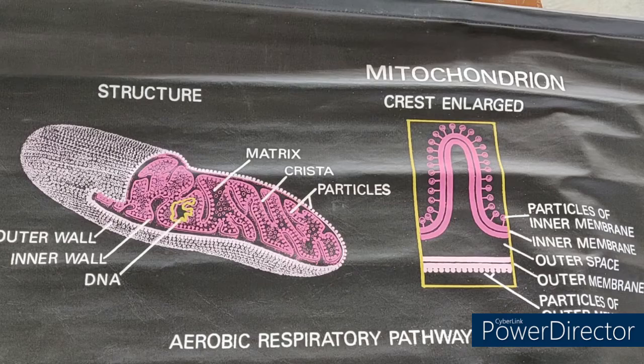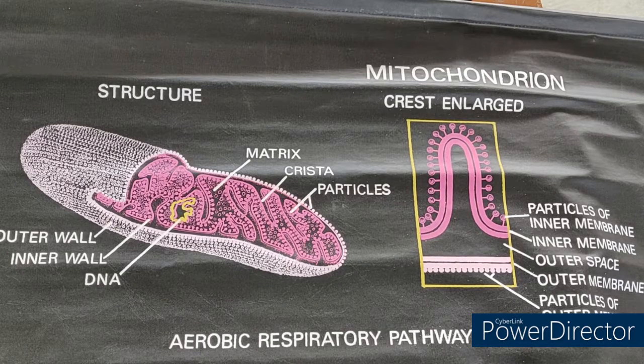So here you come across glucose converted into ethanol plus energy. Ethanol is an organic compound, lactic acid is an organic compound, and hence we call this an incomplete oxidation. So these are the differences between aerobic and anaerobic respiration.